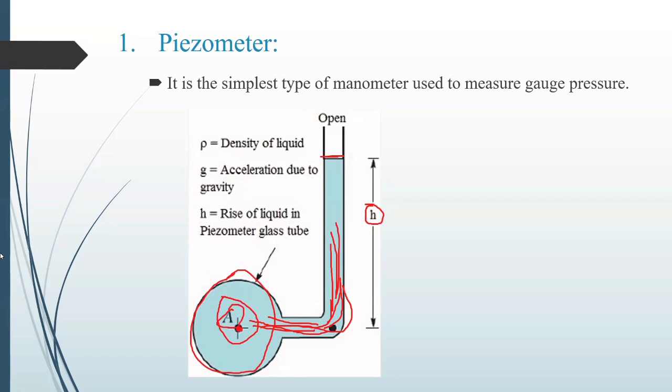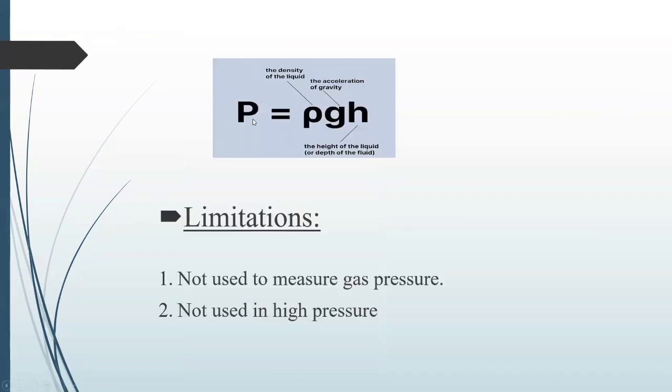So here three main properties apply. What is the formula of pressure? We learned in the previous class that the formula of pressure is P equals rho into g into h. P is nothing but the pressure, equal to density into gravity into height. Okay, so this is the piezometer. This is the formula of the pressure, that is P equals rho g h, where rho is the density, g is the gravity, and h is the height.